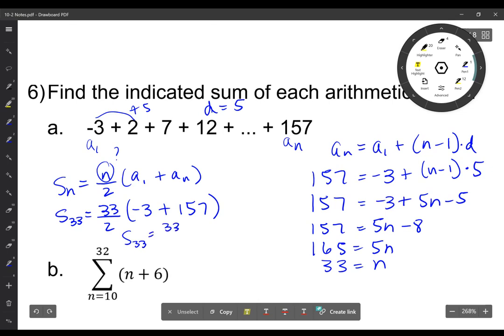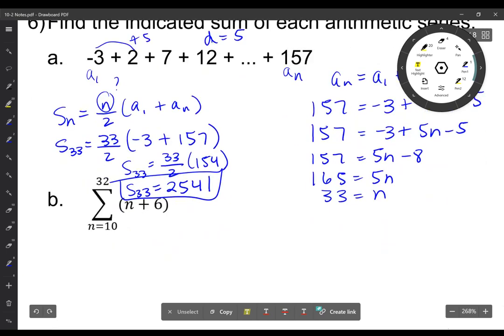This is 33 halves times, when I add those two, I get 154, which is even. So see, it's going to work. And then this is equal to, I really should be vertical, but I'm running out of space. It's equal to 2,541.